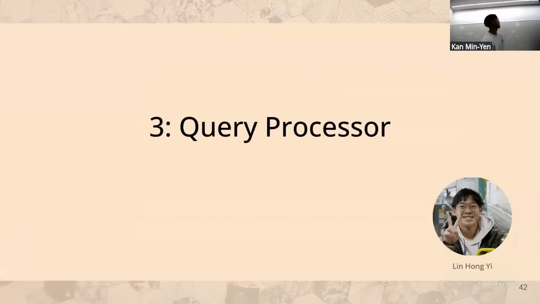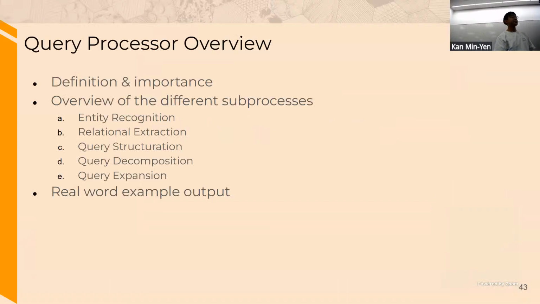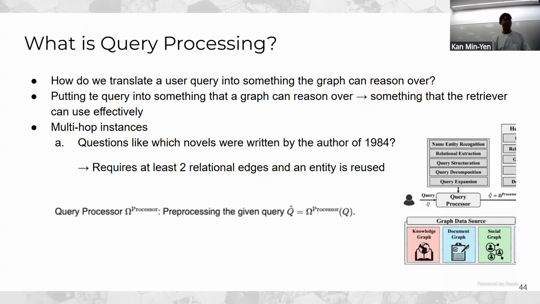Okay, so now I'll talk about the query processor. First, as an overview, I'll start with basically what a query processor is. Then, given this query processor, you can break it down into many different subprocessors, and after that, I'll give an example of what it looks like in real life, and what an output of this query processor might look like. So, what is query processing?